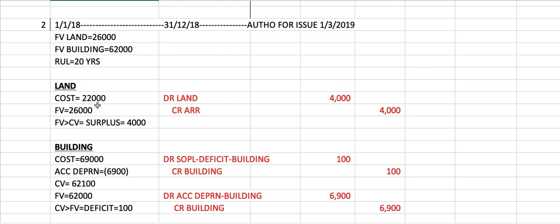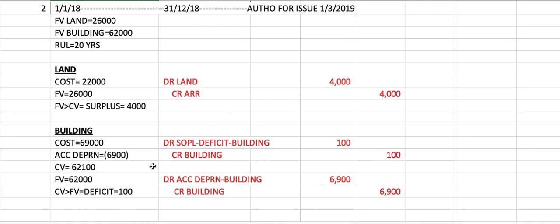So cost is 22,000, fair value of the land is 26,000. Since fair value is more than the carrying value, there is a surplus of 4,000. So the journal entry would be to increase your asset, debit land, and credit ARR by 4,000.